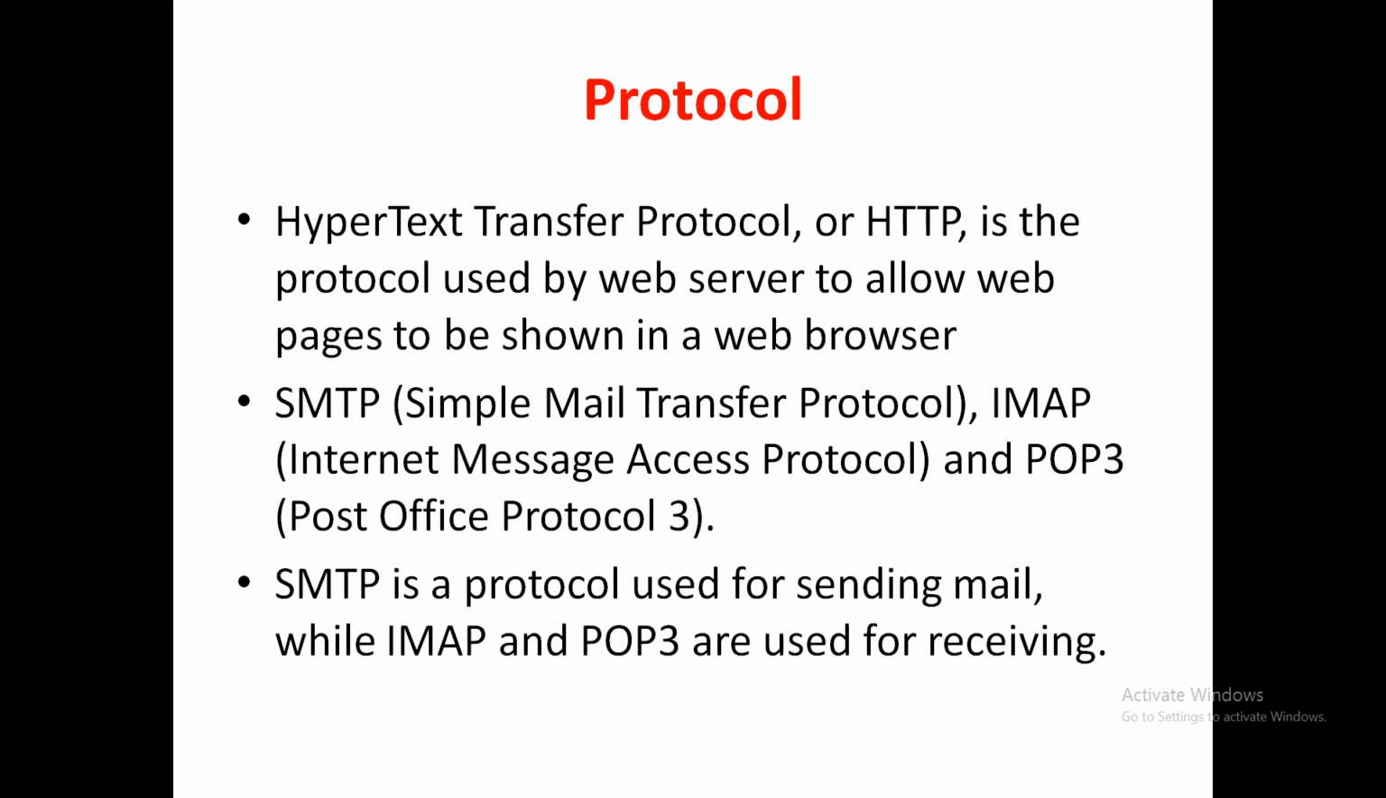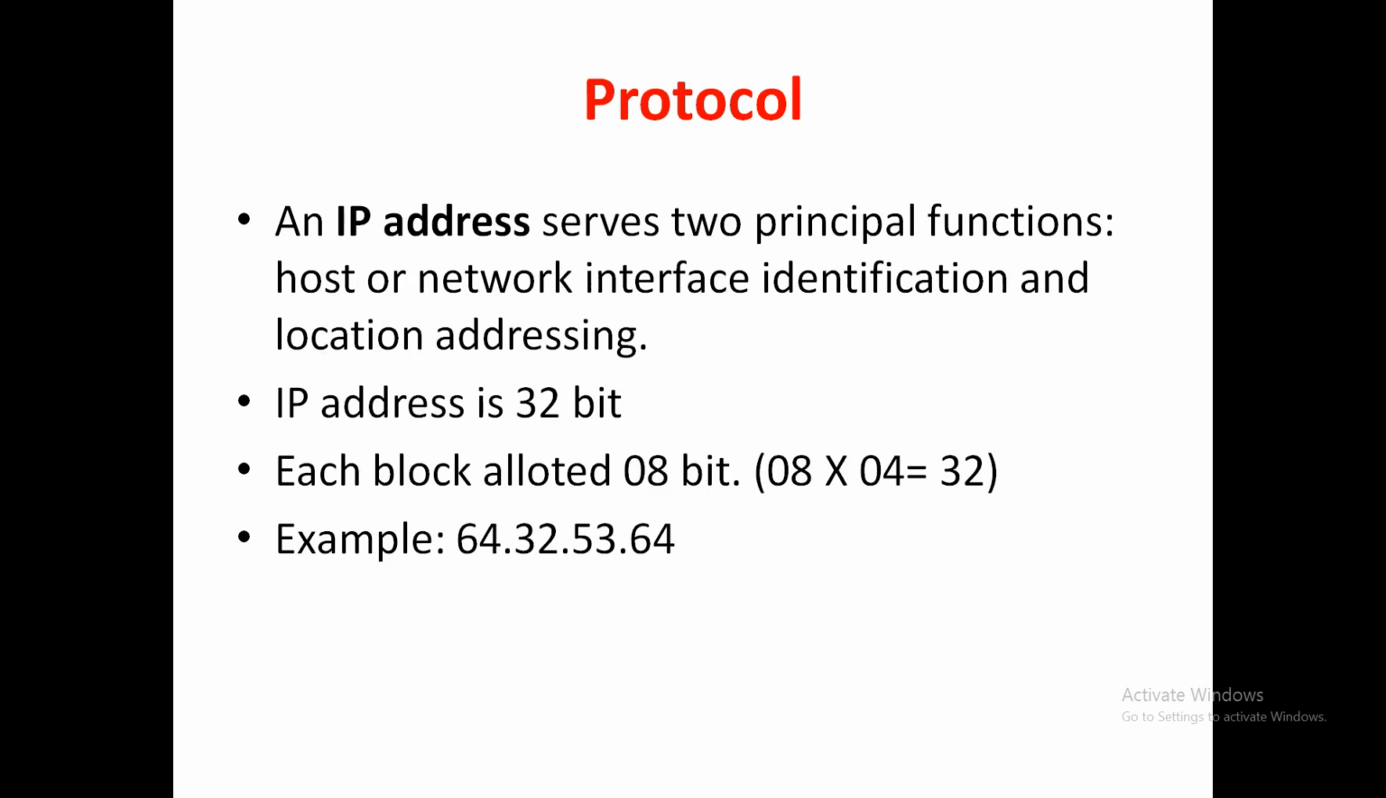The next one is SMTP, the Simple Mail Transfer Protocol, IMAP is the Internet Message Access Protocol, and POP3 is Post Office Protocol 3. SMTP is a protocol used for sending mail, while IMAP and POP3 are used for receiving. So there are three main protocols. SMTP is just like sending mail, just like when you use a Gmail account and send a mail to a friend. At that time SMTP is configured and active, and while we are receiving mail, we use IMAP and POP3.